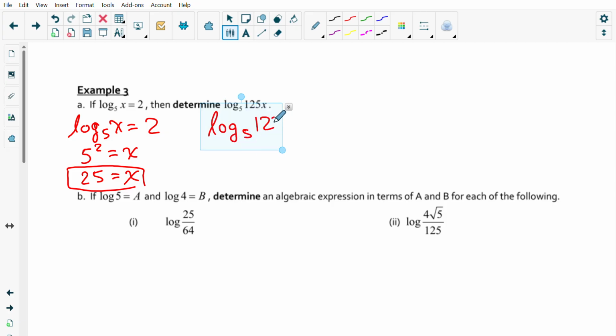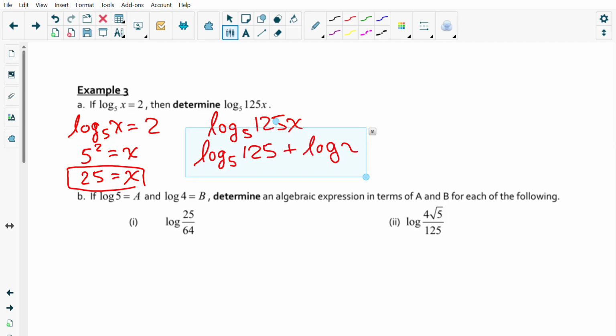Determine log base 5 of 125x. Well, what the heck does this have to do with log laws? Well, let me do this. Remember, we can do this with our product law. Log base 5 of 125 plus log base 5 of x. Well, what is this? 5 to the third equals 125, so I can evaluate this logarithm as 3 plus, let's plug in for x here, log base 5 of, we said x is 25.